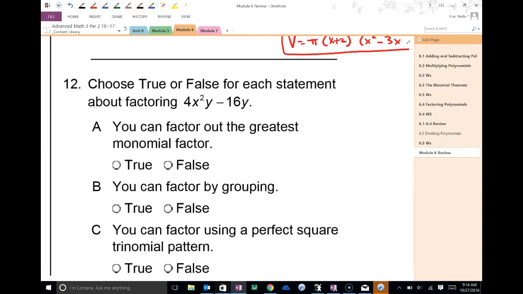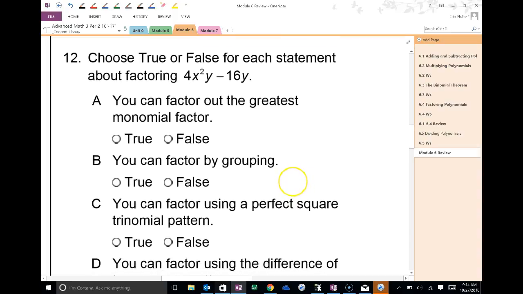Okay, number 12. What do you guys think about this one? Choose true or false for each of the statements. Do you guys want to talk about this one? This is factoring. Are we okay with the factoring? I just don't understand. You just don't understand words? Oh, so we need to go over this one because there's words? Okay, so it's just asking true or false about this particular polynomial.